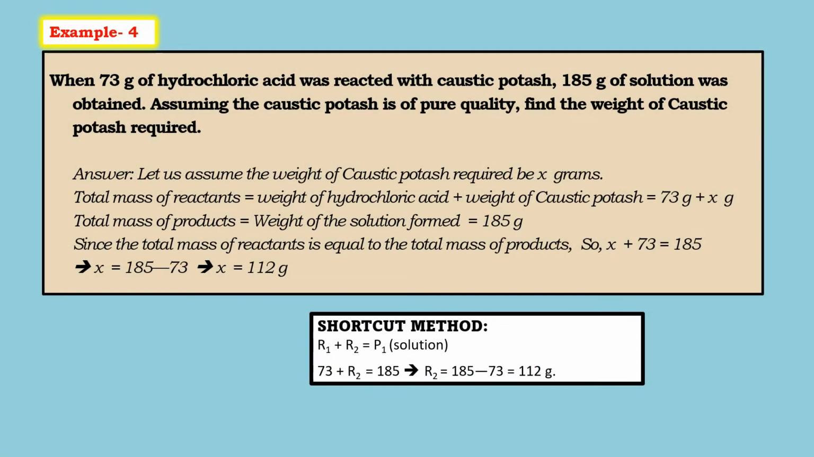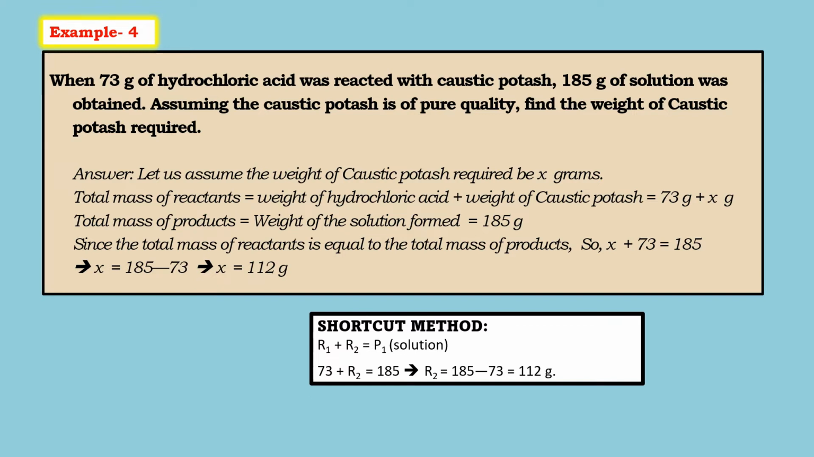Example 4. When 73 gram of hydrochloric acid was reacted with caustic potash, 185 gram of solution was obtained. Assuming the caustic potash is of pure quality, find the weight of caustic potash required. Answer. Let us assume the weight of caustic potash required be x gram.